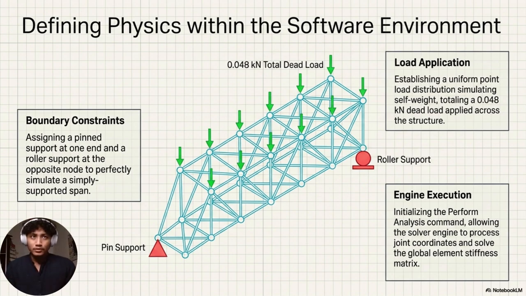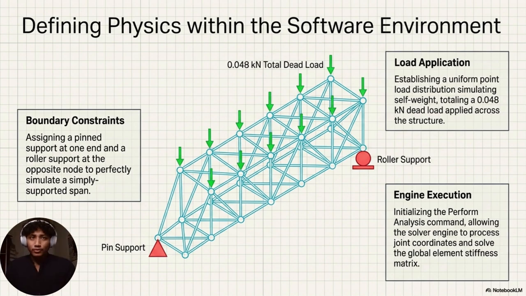Defining physics within the software environment. There were three points. The first one is boundary constraints. We assign a pin support at one end and a roller support at the opposite node to perfectly simulate a simply supported beam.